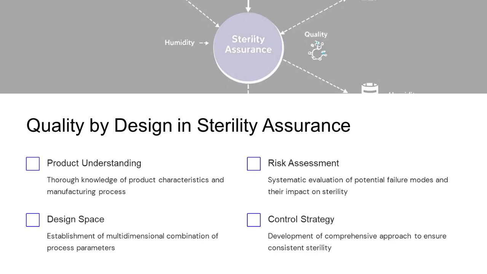Quality by design in sterility assurance involves a thorough understanding of product characteristics and the manufacturing process. It includes assessing the design space, which is the combination of process parameters. Risk assessment is crucial to evaluate potential failure modes and their impact on sterility. Developing a control strategy ensures a comprehensive approach to consistent sterility.